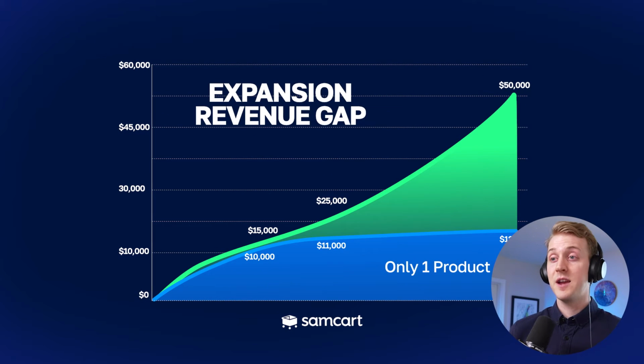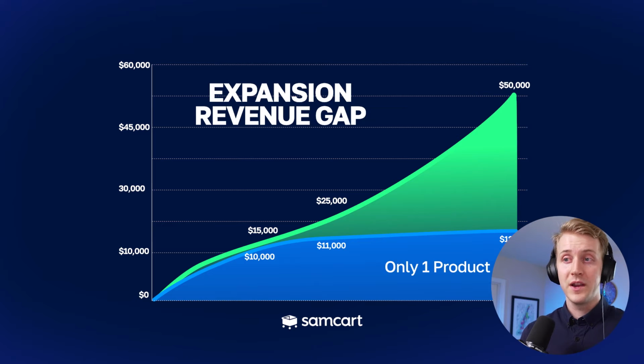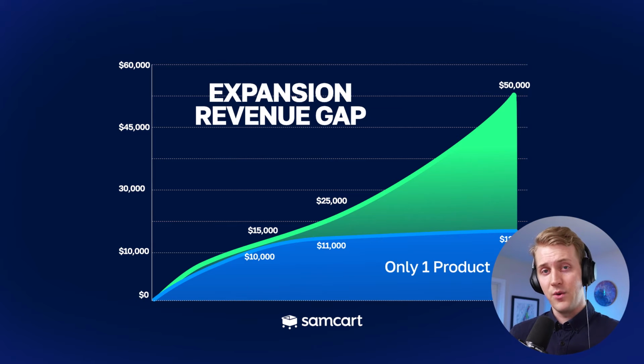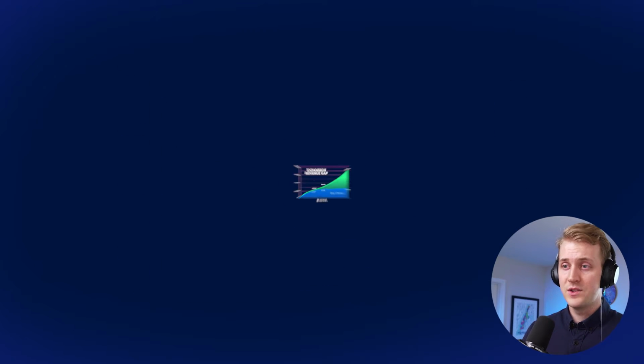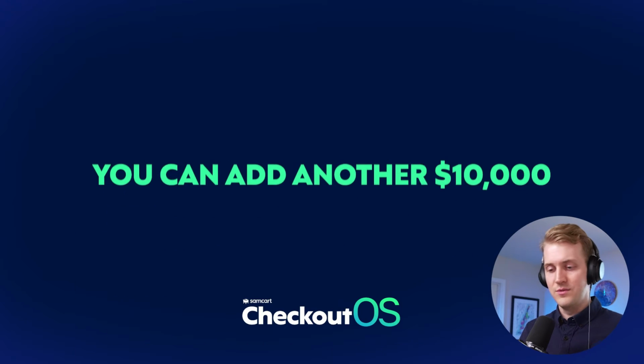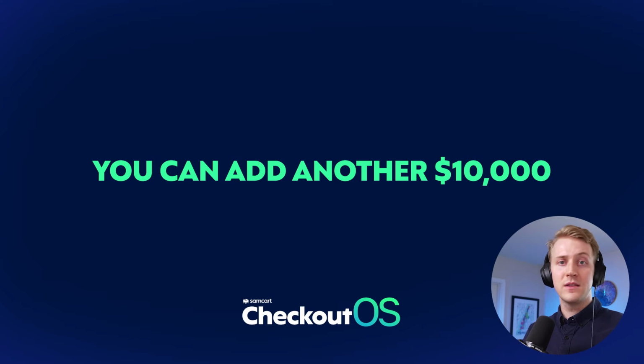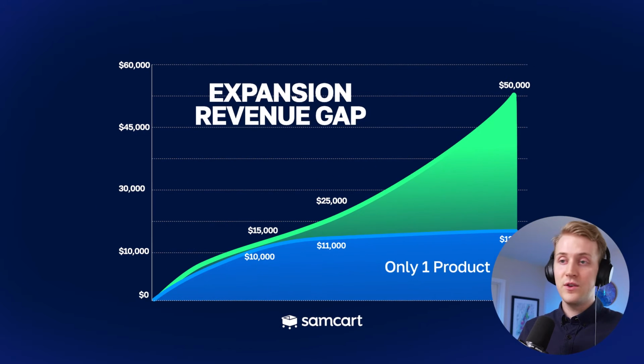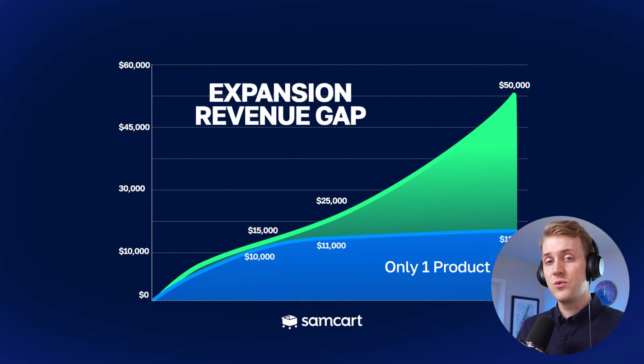On average, SamCart customers are doubling what each customer spends by tapping into the power of expansion revenue. So for example, if you're making $10,000 a month, you could be adding an additional $10,000 every single month that you're using SamCart, all by using expansion revenue. If you really want to nerd out with me, it's 126% growth to average order value. Not bad.